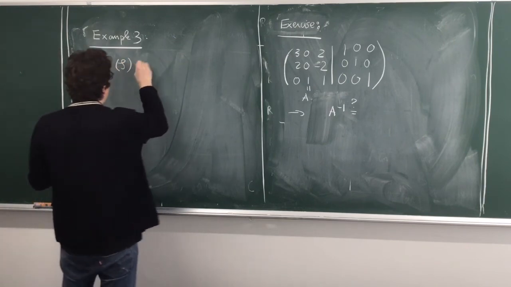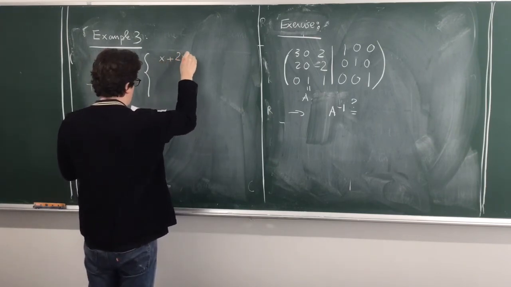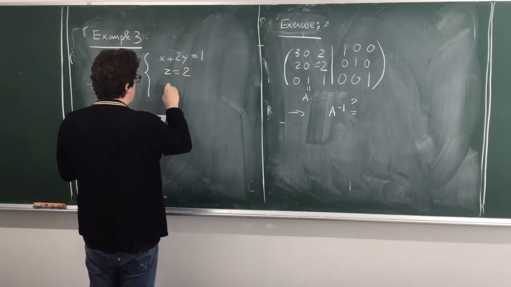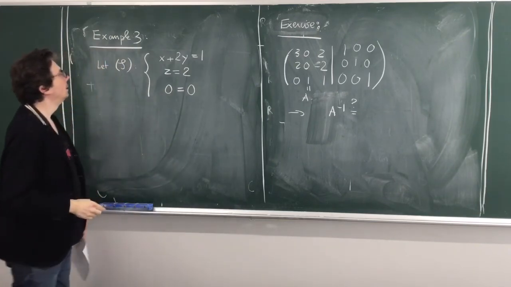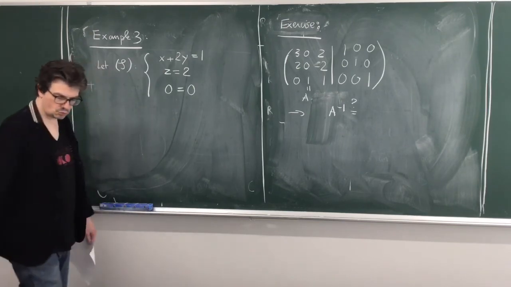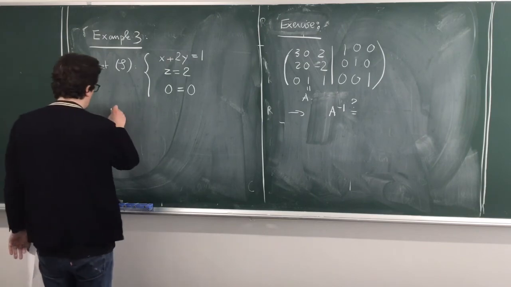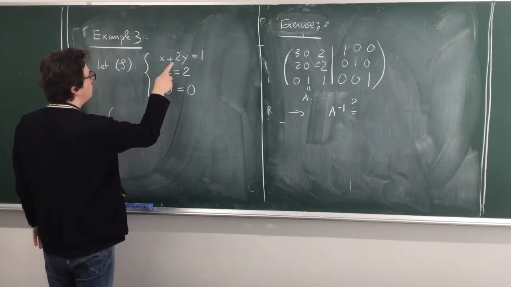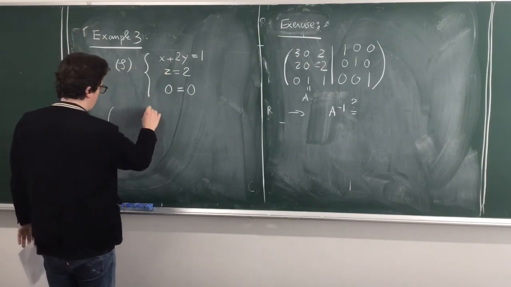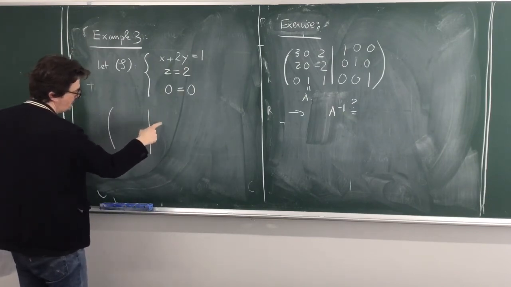So here the system consists of the following equations: x plus 2y equals 1, z equals 2, and 0 equals 0. Okay, so first we transform this into an augmented matrix, right? The augmented matrix in this case is the following. How many variables do we have? We have 3 variables, so we will have 3 columns plus 1 column of b's.